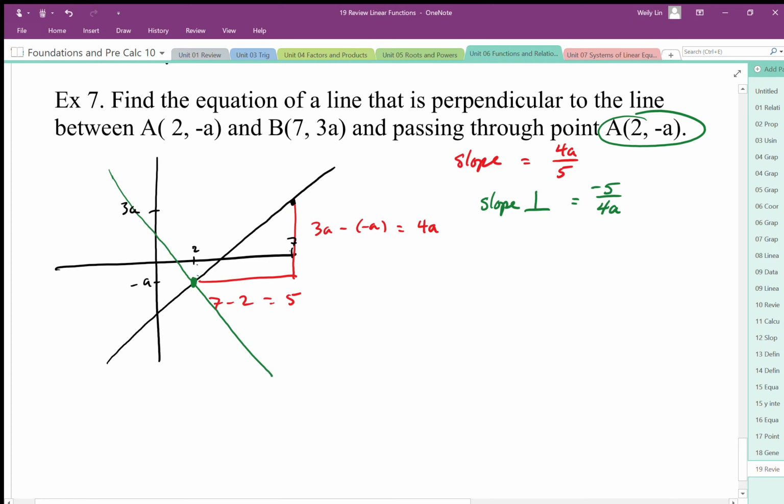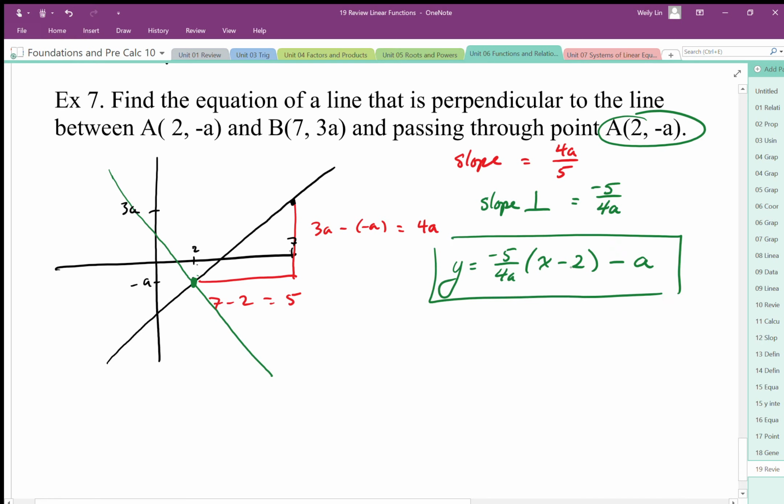And if I have the slope of the line, well, I just need some point on that line to be able to write it in my point slope form. So there it is. There's my point slope form of that equation. Okay, I have the slope of the line.